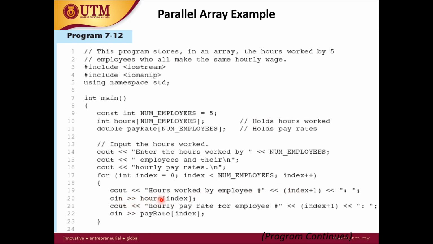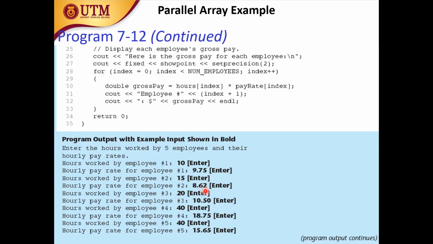We are entering the number of hours which is worked by that employee, whose number is 1 and the index is 0, and then the pay rate for that employee is going to be this value, which is going to be stored in the element at index 0 in the pay rate array. So we are entering that one and that one. Then the loop is going to iterate 5 times.